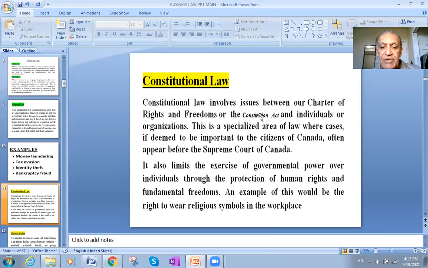Constitutional law involves issues between our Charter of Rights and Freedoms or the Constitution Act and individuals or organizations. This is a specialized area of law where cases deemed important to the citizens of Canada often appear before the Supreme Court of Canada, because constitutional law deals with matters of the whole country. It limits the exercise of government power over individuals through the protection of human rights.